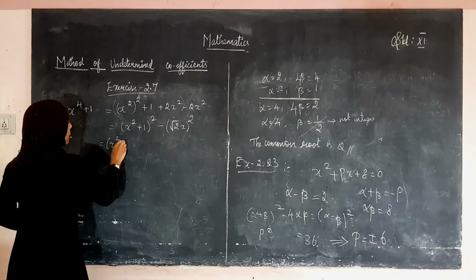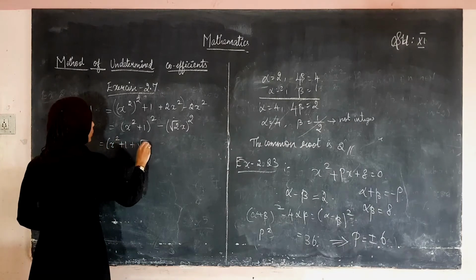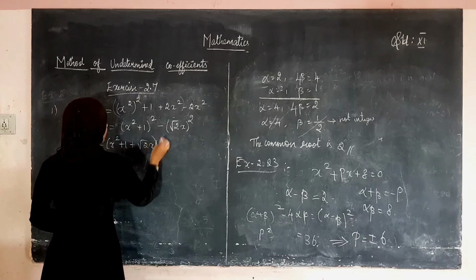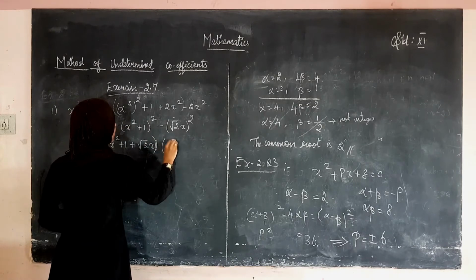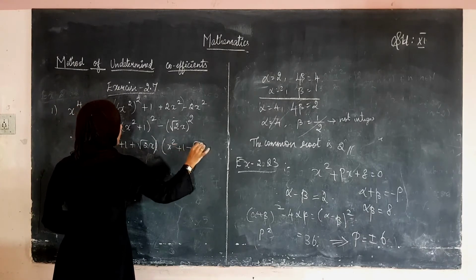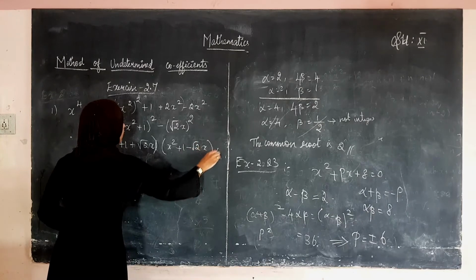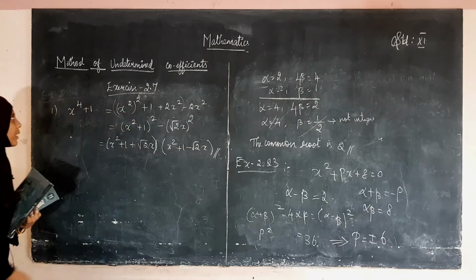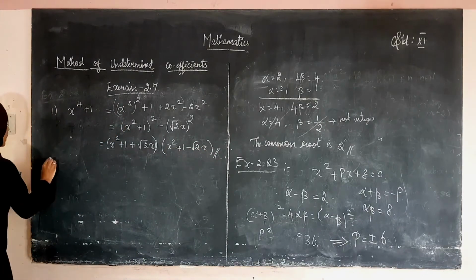(x square plus 1 plus root 2 into x) into (x square plus 1 minus root 2 into x). This is the solution. We have factorized. Okay. Now the second sum.